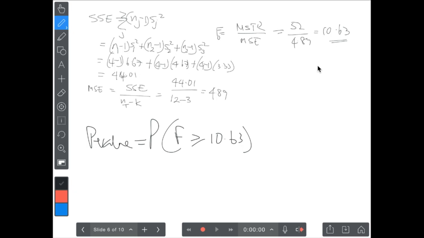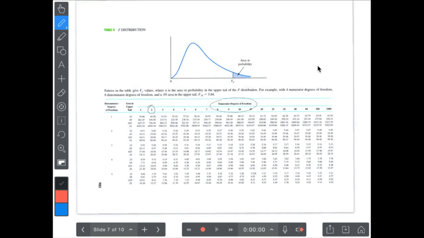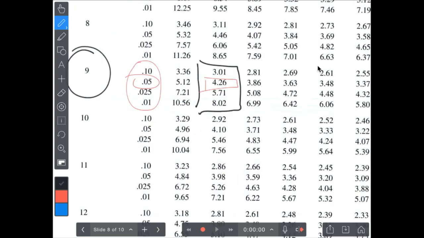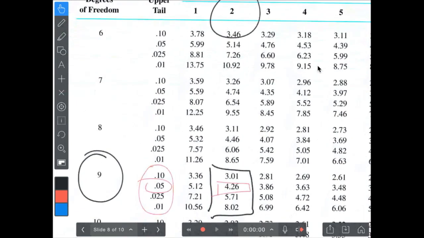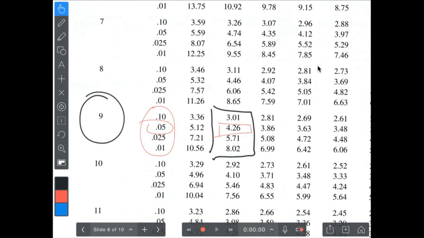All right. So we want to find the area in the tail for 10.63. And what we're going to need to do is to go to our F table. Now remember that the numerator degrees of freedom is 2, the denominator degrees of freedom is 9, so I must go to 2, 9. And here's my 2, 9 right here. In case you're not convinced, here's my numerator degrees of freedom up here, 2. Here's my denominator degrees of freedom on the left, which is 9.